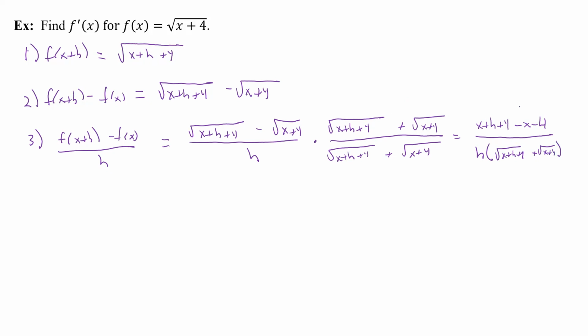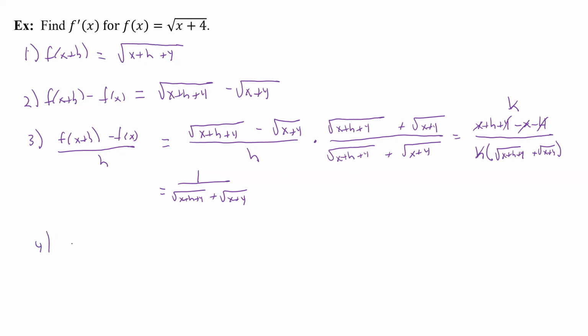Now, it looks like the 4's will cancel, the x's will cancel, and now we just have h on the numerator and h here on the denominator, so those will cancel. And so it looks like our final part of step 3 is going to just be 1 over the square root of x plus h plus 4 plus the square root of x plus 4. All right. Complicated, but it's not hard. It's all just simple multiplying together and remembering how to do some algebra.